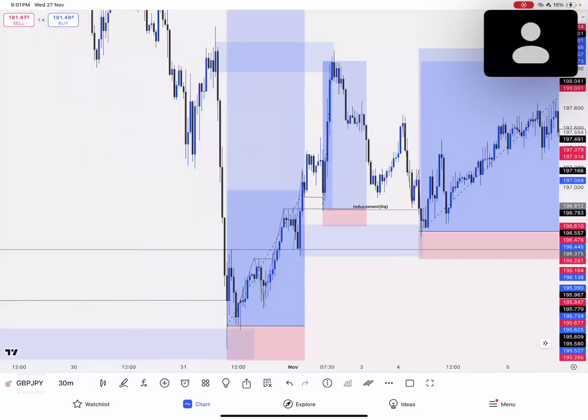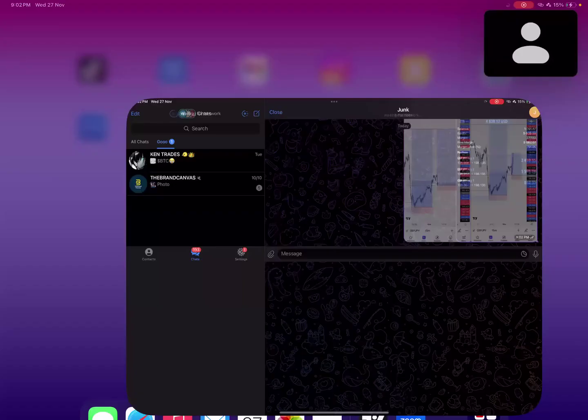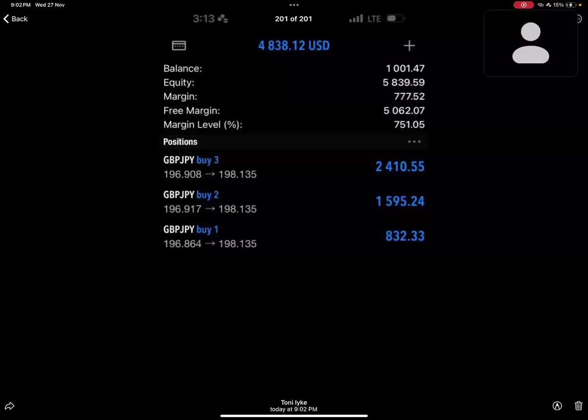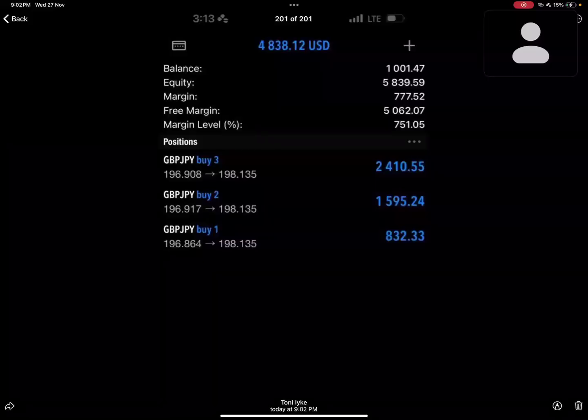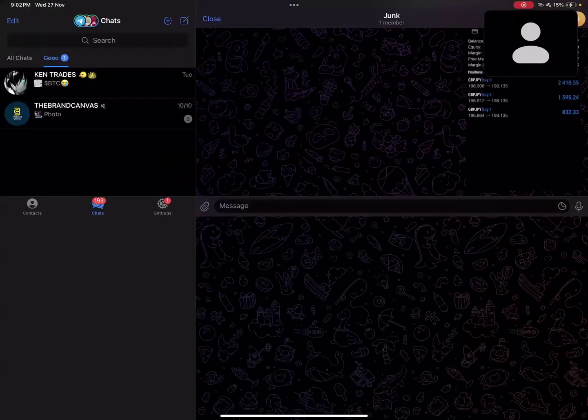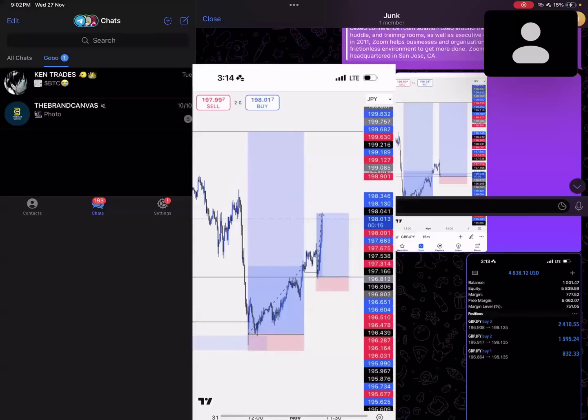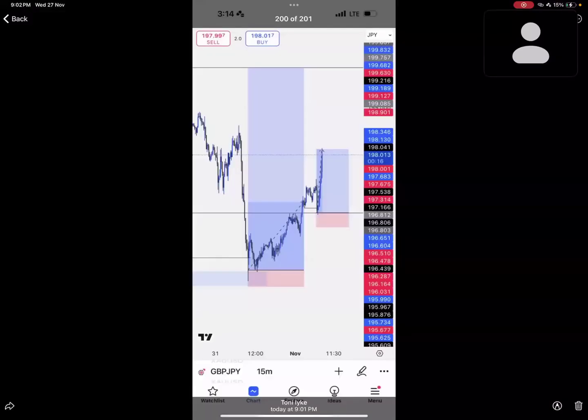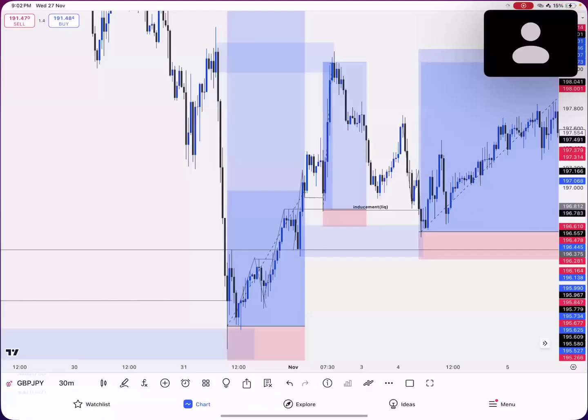Let me see if I can find the execution. Is this the trade? This particular trade here. It was more than 4,000, just that this was where I took the screenshot. So it was this particular trade here. This is the before, this is the after. So structure shifts, inducement, breaker. That was my entry for this trade.